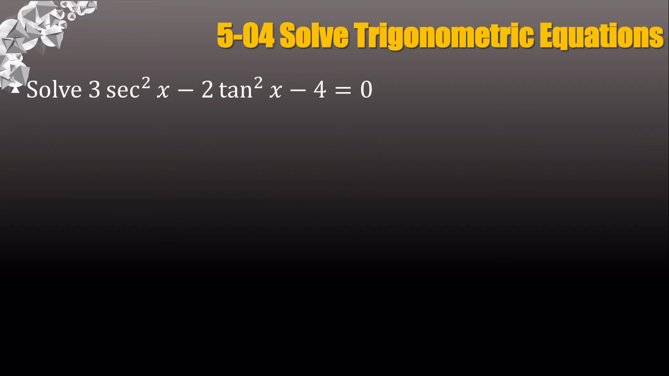All right, looking at this one, I see we have secants and tangents. So maybe we'd have to use an identity to get them to be the same thing. So I know secant squared is tangent squared plus 1. Remember, that was a Pythagorean identity.